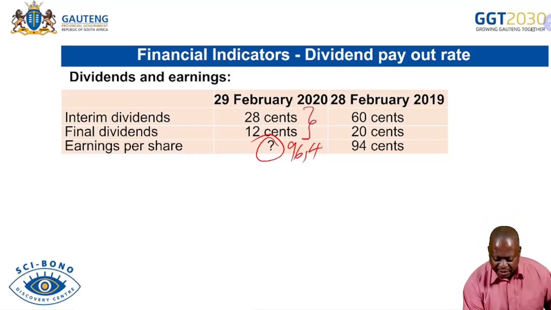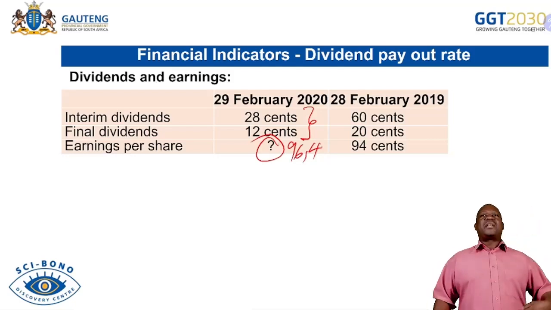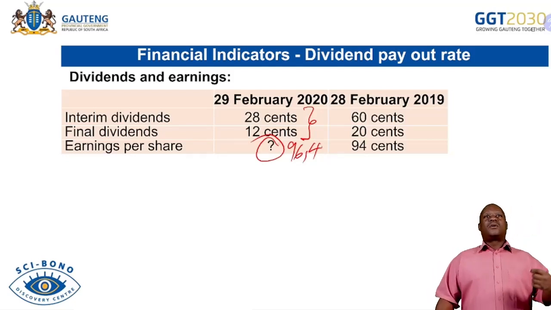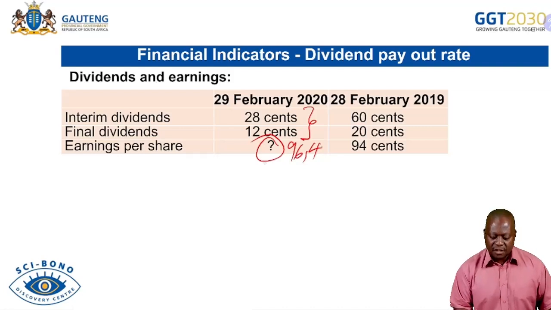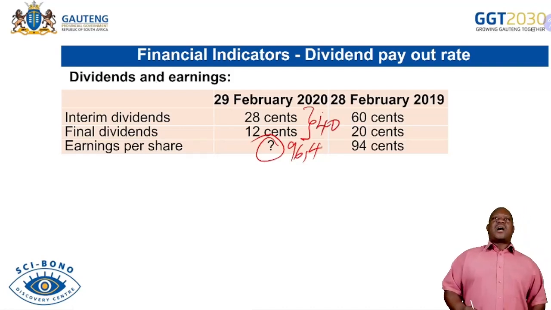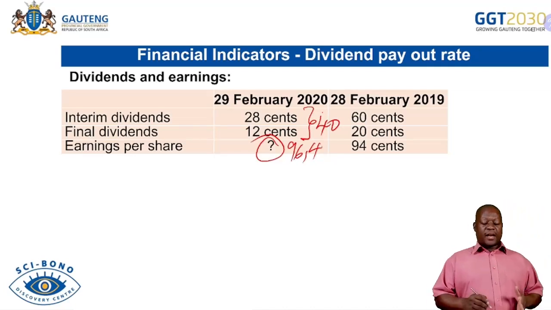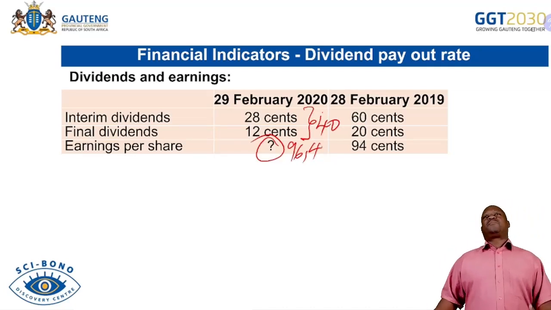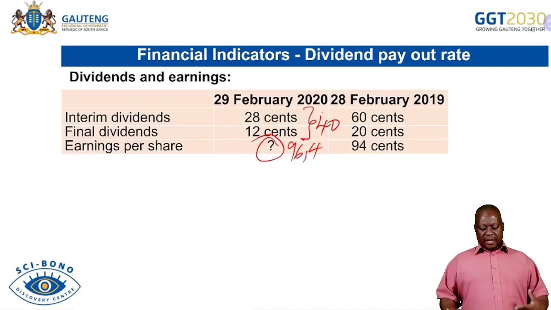This is interim dividends per share, and this is final dividends per share. Dividends for the year is made up of interim plus final. So we can safely add this 12 plus this 28 and simply get a 40. It means our dividends per share is 40 cents. And our earnings per share is 96 point, I think it's 7 or 4, but I think it's 7.